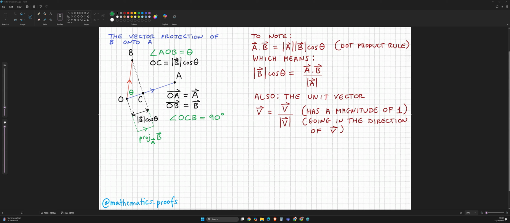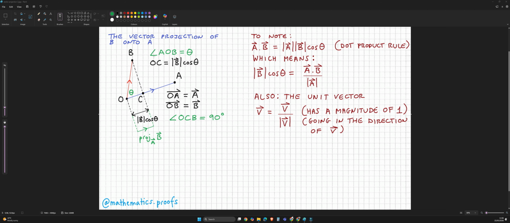Hi, in this video I'm going to be showing you how to derive the equation for the vector projection of B onto A. Let's turn our attention to the diagram on the left. In this diagram we have the vector OA, which is A, and we have the vector OB, which is B.